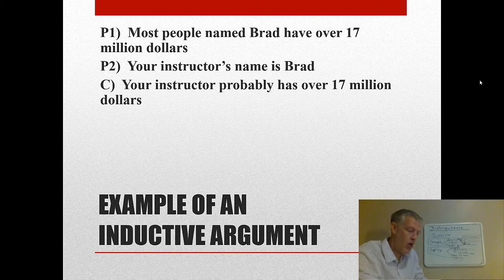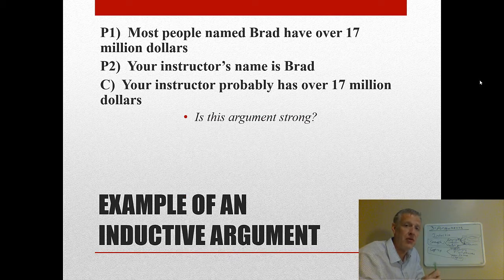Is this argument strong? We know it's inductive because of how it's couched, the terms. Most, ding, ding, ding, that's indicative of an inductive argument. It's allowing that there could be an exception. So most people named Brad have over $17 million. If we assume that's true, and we assume it's true that your instructor's name is Brad, is it a lot more likely that your instructor probably has over $17 million? Yes, it is. Assuming those premises are true, the conclusion is much more likely to be the case. So we call that a strong argument.